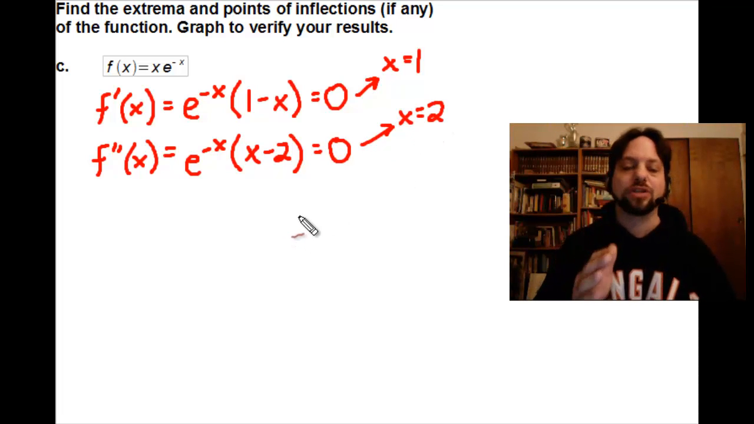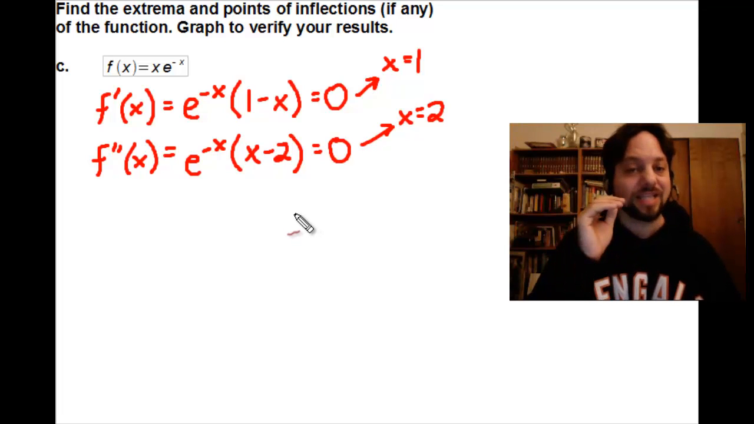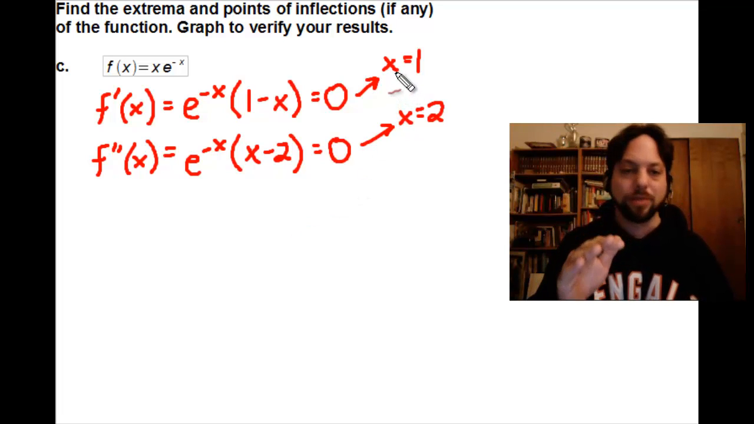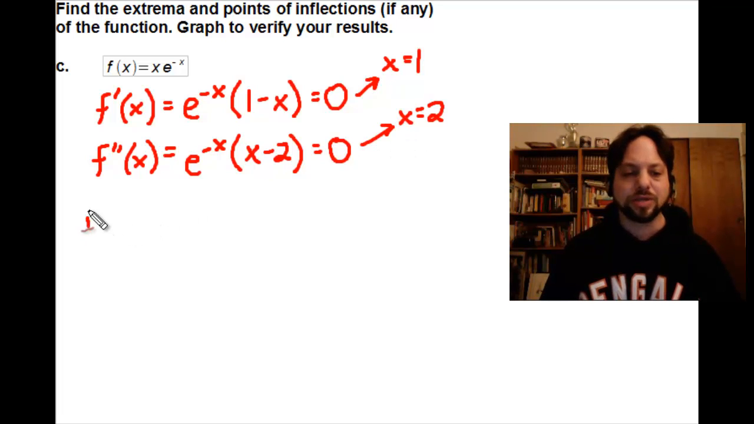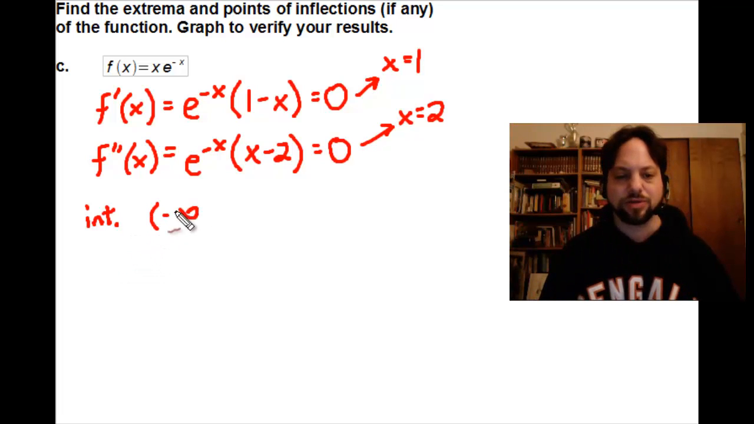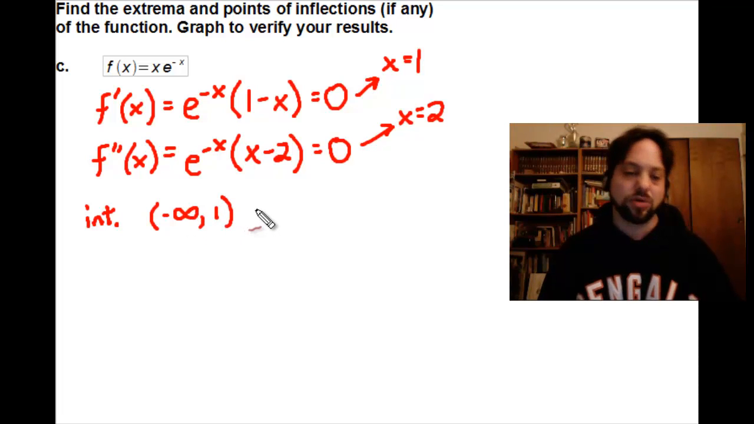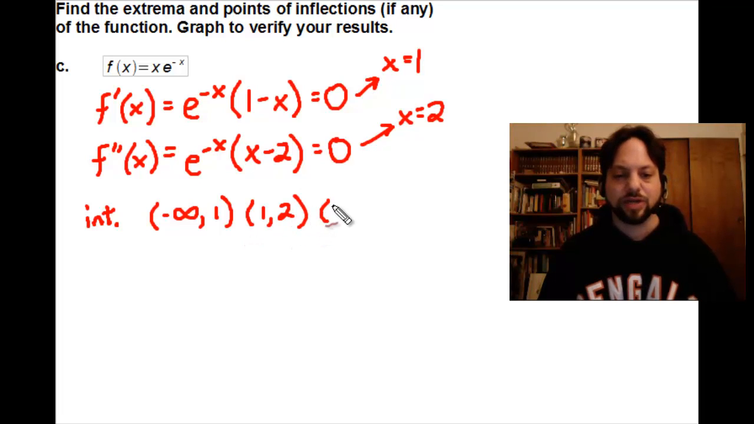So I'm not going to say that this is definitely a maximum or a minimum. I don't know for sure yet. I'm not going to say that this is definitely a point of inflection, although I have a very good suspicion of it. But what I'm going to do is lay out a little table like what we used to do back in a previous chapter. I'm going to do some intervals here. I will do the interval from negative infinity to 1, and then the interval from 1 to 2. And finally, I'll do an interval from 2 to infinity.